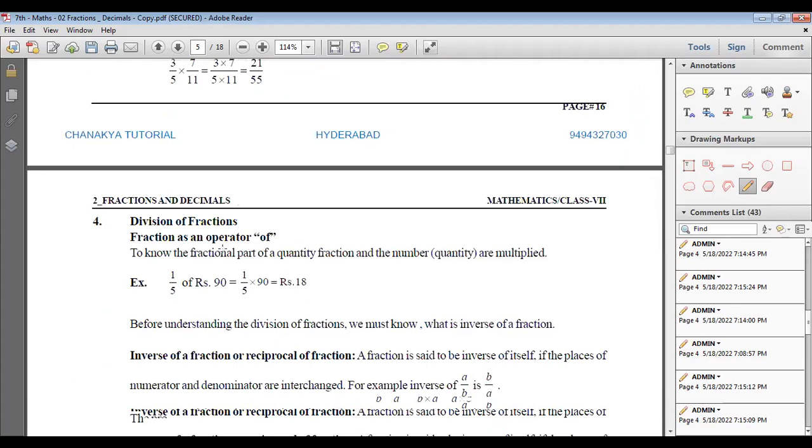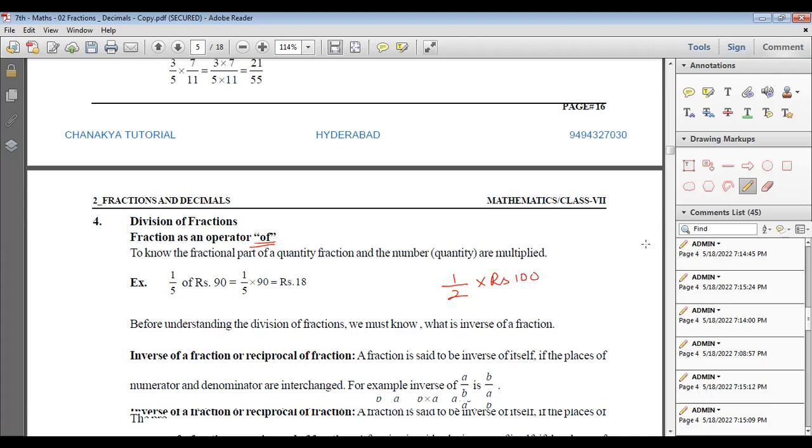Coming to division. Division of fractions. Fraction as an operator of. Sometimes we use a fraction as an operator of. To know the fraction part of a quantity, the fraction and the number of the quantity are multiplied. Suppose 1/5 of 90 rupees and 2/3 of 100 kgs. Like that, if you see half of 100 rupees, how much?